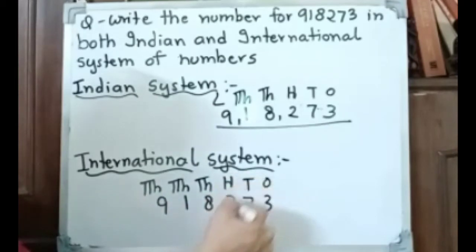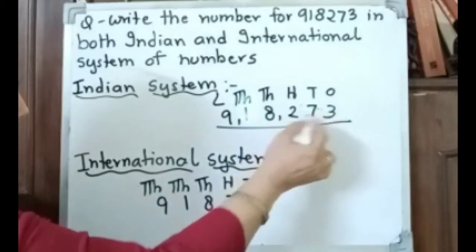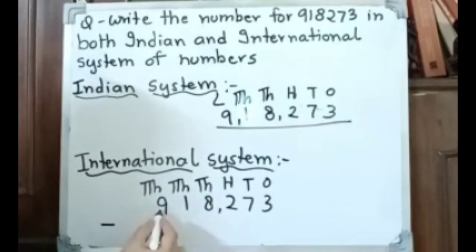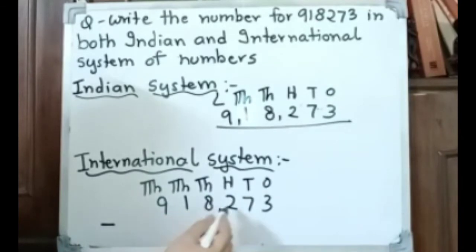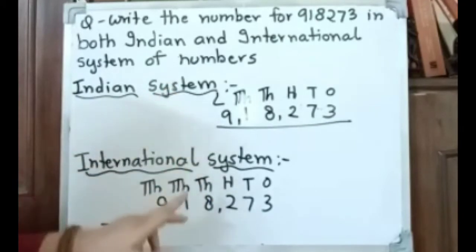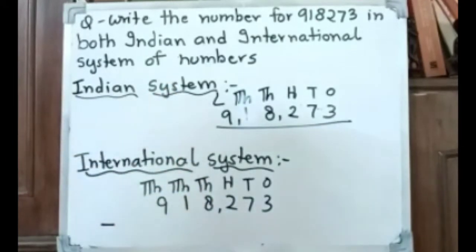Means after 3 we have a comma here. In the international system, after 3 we have a comma, and then 3 again. So we have 918,273. So this is the way how we place the numbers under the Indian and under the international place value.